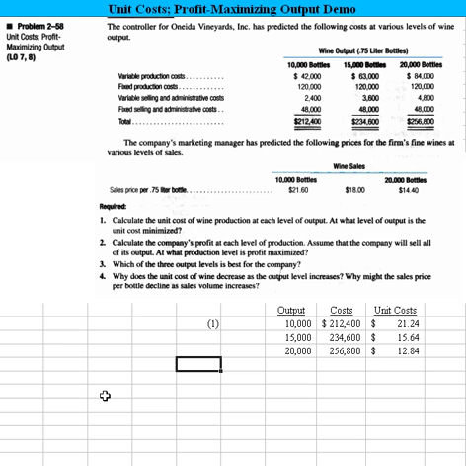Let's work on 2. Calculate the company's profit at each level of production. And you know that profit would be equal to sales less costs. Assume the company will sell all of its output, and which level results in profit maximization. Okay, so on part B, we have output again. Let's put this here. This will be for number 2. And now we need to know sales revenues, total cost, and output. I'm going to move this over 1 here. And let's just label this here.